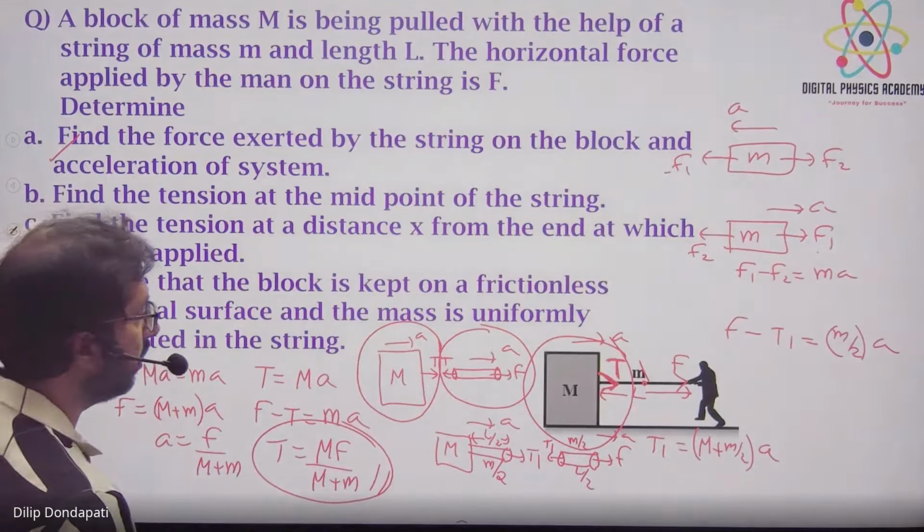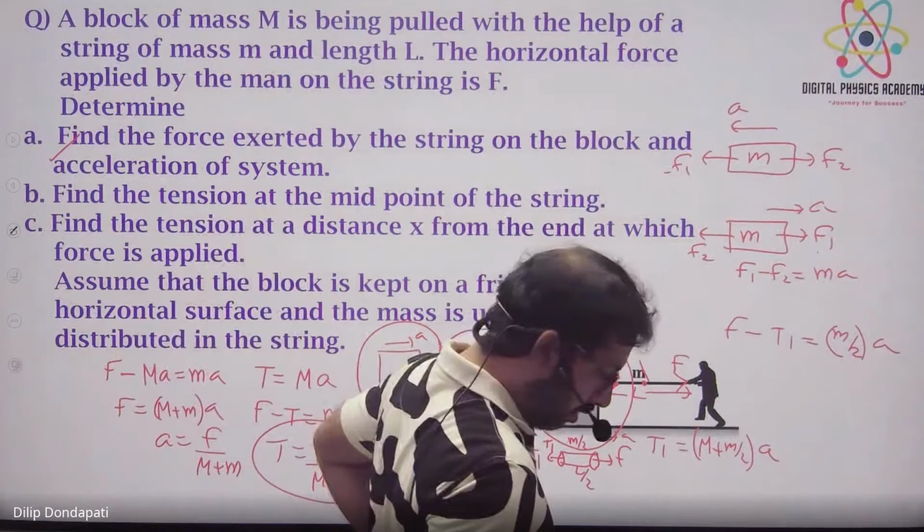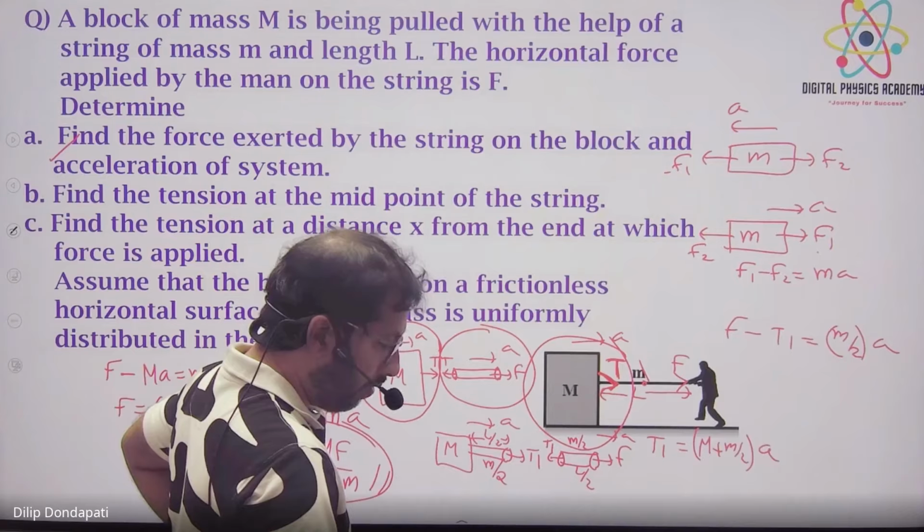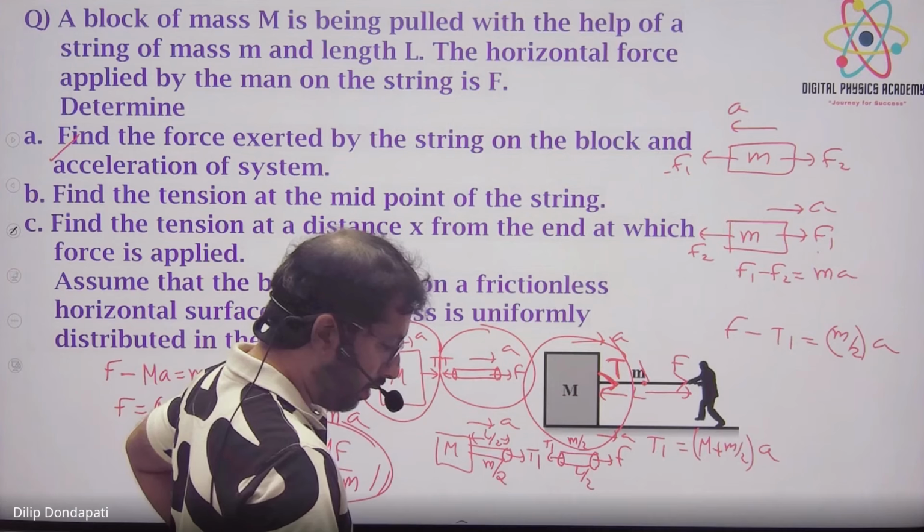So for the C question, the length will be L minus x, right? Capital L minus x. Will we have L in the tension answer? Yes, it will remain. It will be (M + m minus m x by L) into F by (M + m). Right, very good, super.